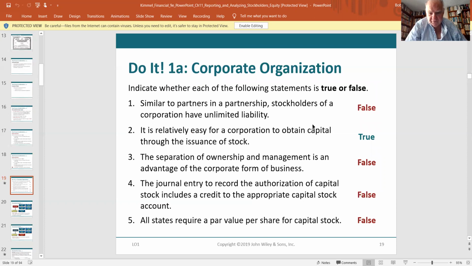The journal entry to record the authorization. Oh, the authorization, there's no journal entry at all. They're just authorizing the shares. All states require a par value, and we know now that's not the case.